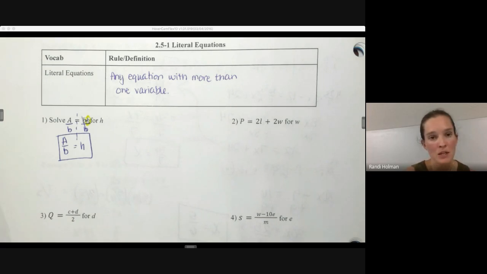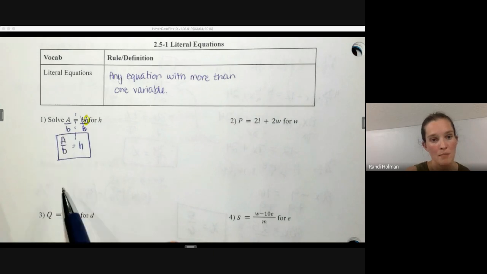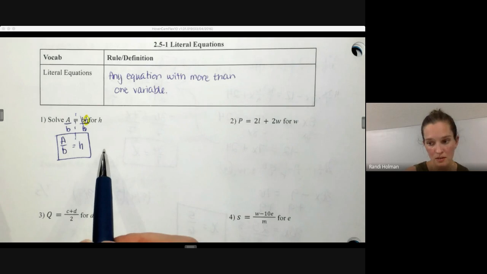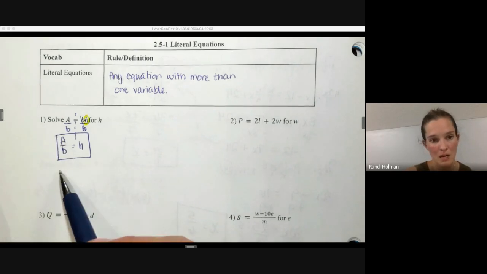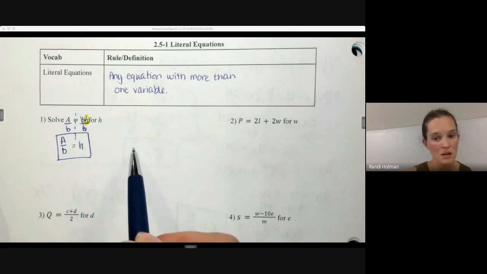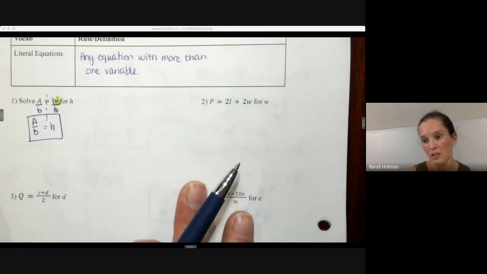These equations are particularly handy when you are using any sort of applications, particularly science. If you had some equation that you know, a equals b times h, but you're figuring out what A is and what B is, and you want to know what H is every single time, we might as well already have it solved for H, so we can just plug in A and B and know the answer, rather than having to resolve the same equation over and over. So let's take a look at some more examples here.